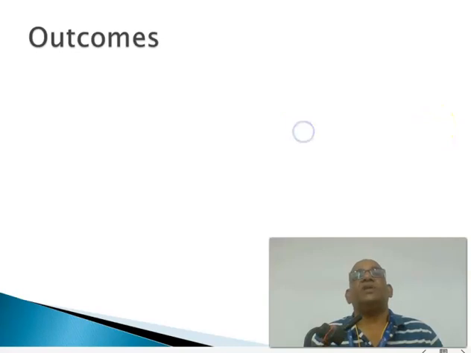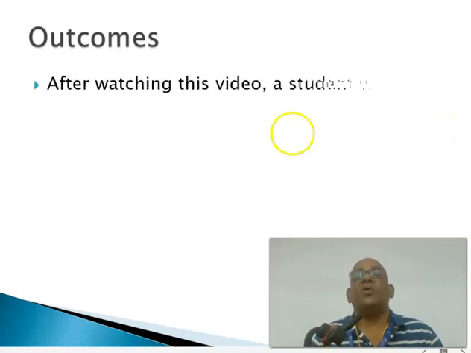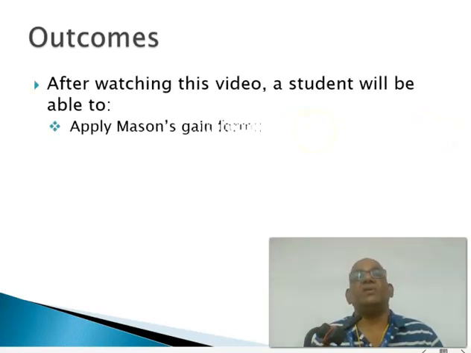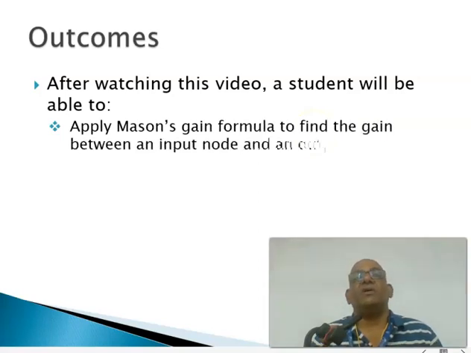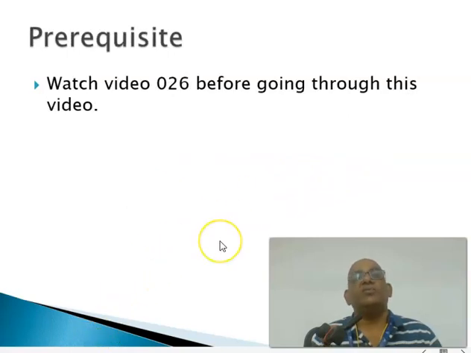After watching this video, perhaps you will be able to draw a signal flow graph to represent a set of equations and then apply Mason's gain formula to find the gain between an input node and an output node. I would strongly urge you to watch video 026, which is a preliminary video, before going through this video. That way you'll make the most out of it.